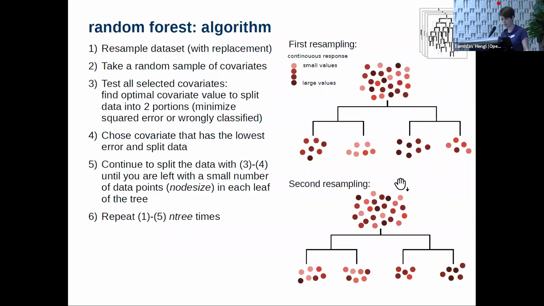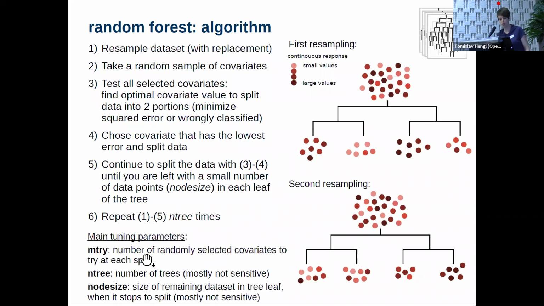So the first resampling and second resampling, the data looks a bit different. And of course, if you have different covariates that are being tried at each splitting, the tree will look different. So the main tuning parameters are this mtry, how many covariates you test, and the number of trees, but this is usually not sensitive as long as you grow a large number of trees. If you grow 500 upwards, it's usually not a sensitive tuning parameter. And the node size is usually also not sensitive. If you use the default there, that's usually fine.